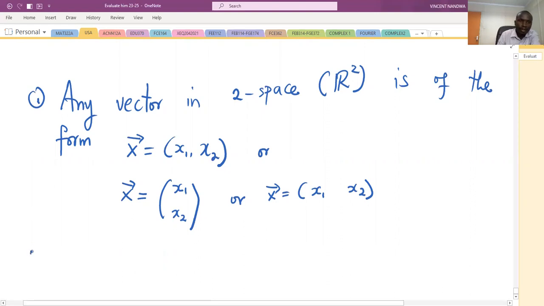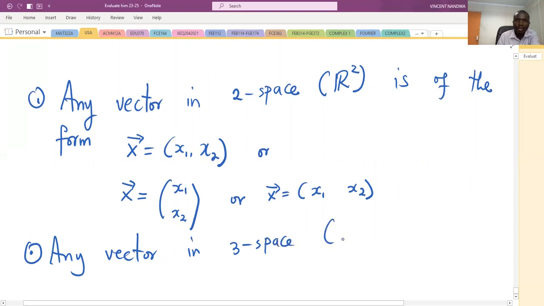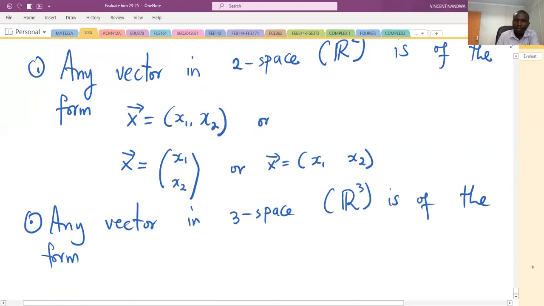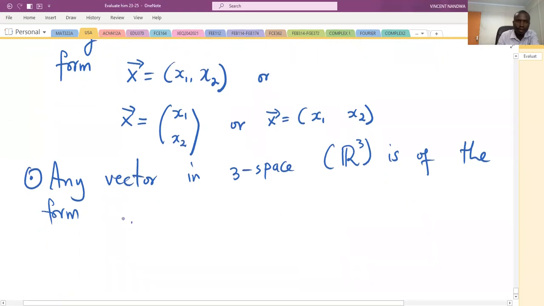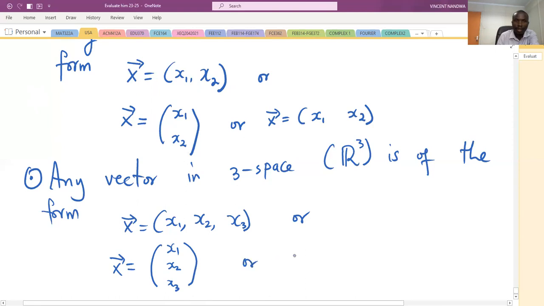And then second point, any vector in 3 space, that is R3, is of the form x1, comma x2, comma x3, or you can write x equals x1, x2, x3 in column form, or you write it as just x1 x2 x3. So all these notations will be used interchangeably to mean the same.